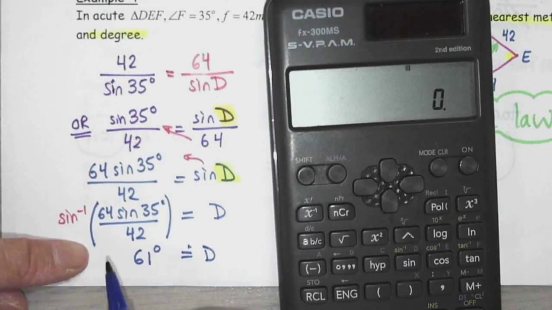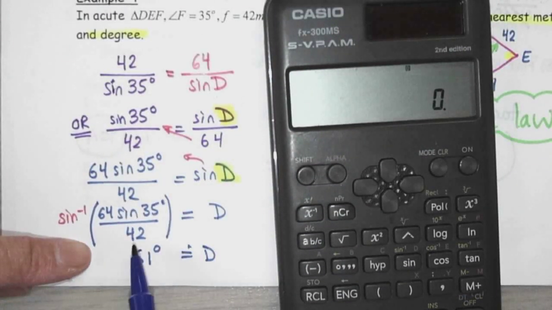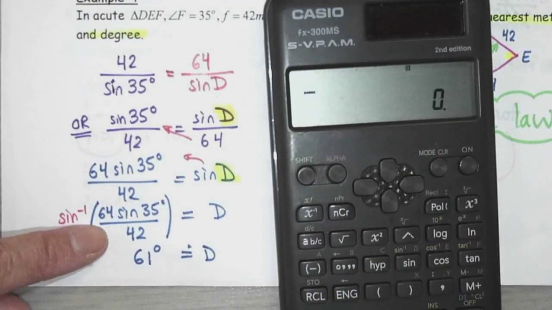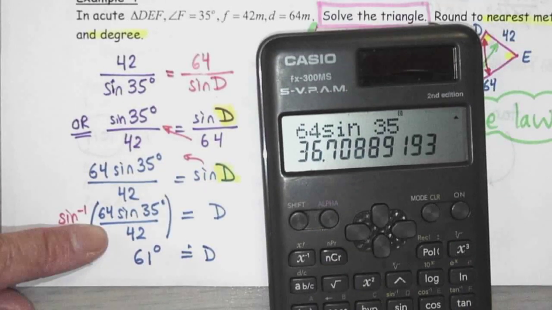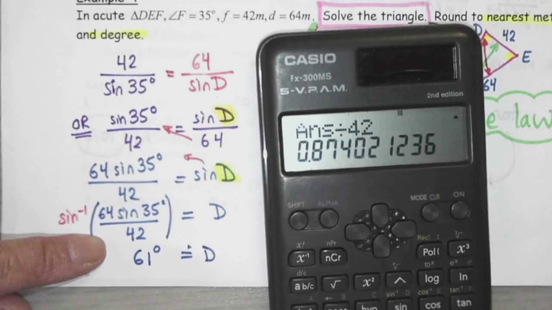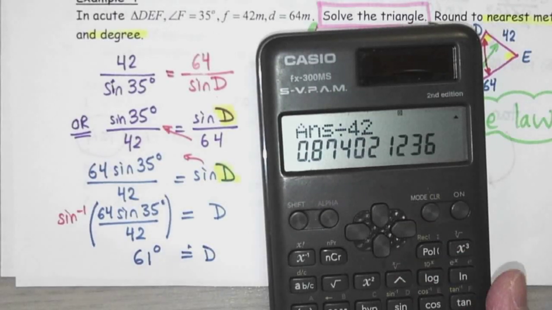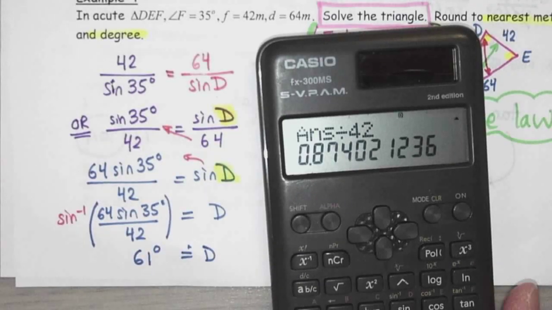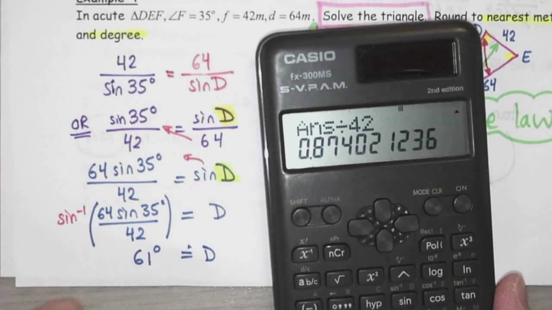And I said, do not write out something to the decimal, something to the decimal. I 100% do not want you to write out each step. So I don't want to see you say 64 sine 35 and get me a decimal, and then divide that by 42 and get me a decimal. Good? Do not do it. It's an absolute no.